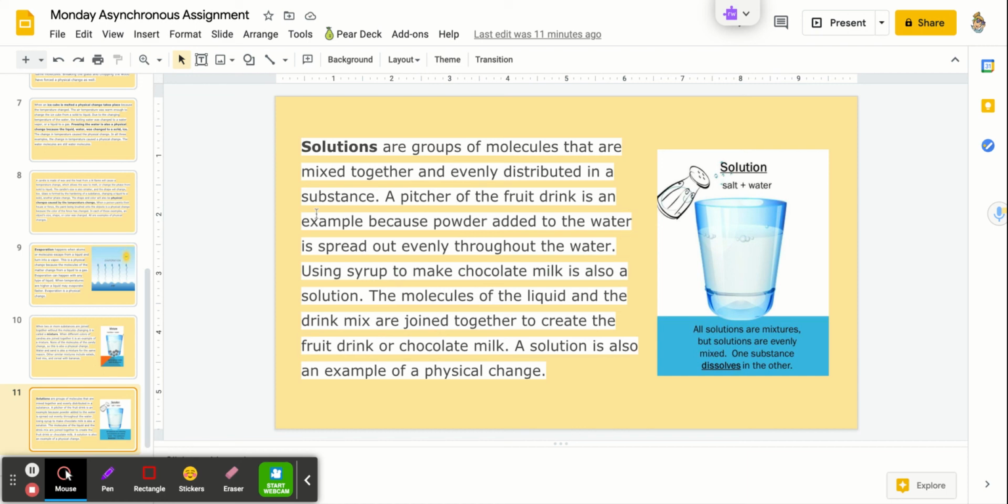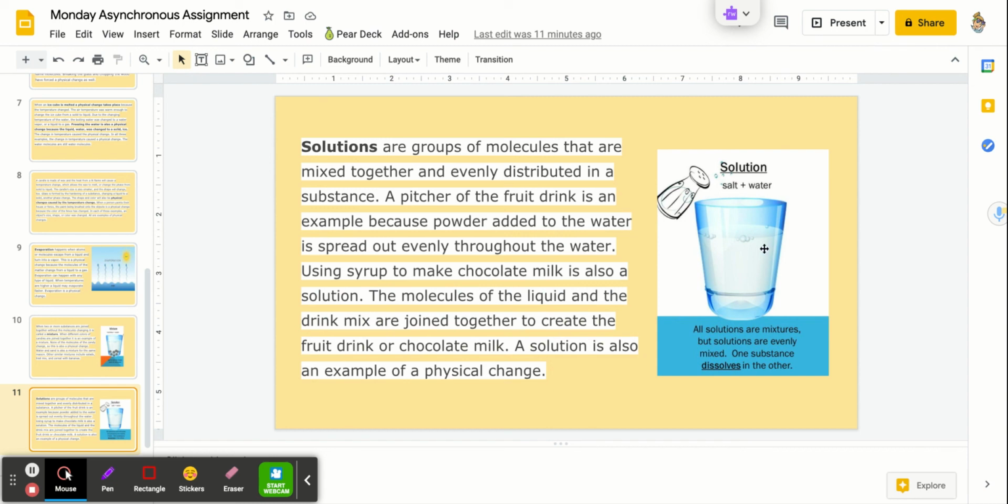But then we have solutions. Solutions are groups of molecules that are mixed together and evenly distributed in a substance. A pitcher of the fruit drink is an example because powder added to the water is spread out evenly throughout the water. Using syrup to make chocolate milk is also a solution. The molecules of the liquid and the drink mix are joined together to create the fruit drink or chocolate milk. A solution is also an example of a physical change.